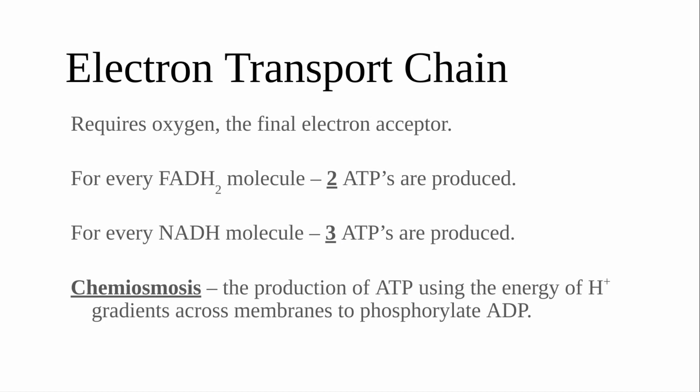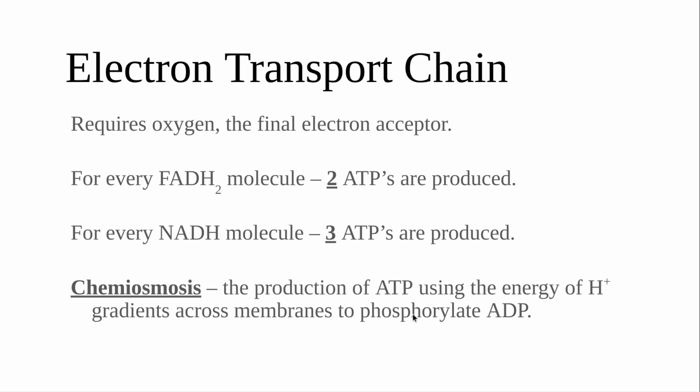The electron transport chain is what takes the energy that is trapped in NADH2 and FADH2 and converts it into ATP. So as you will see, for every FADH2 molecule, 2 ATPs are produced. For every NADH molecule, 3 ATPs are produced. The process through which this whole energy production happens ends with chemiosmosis.